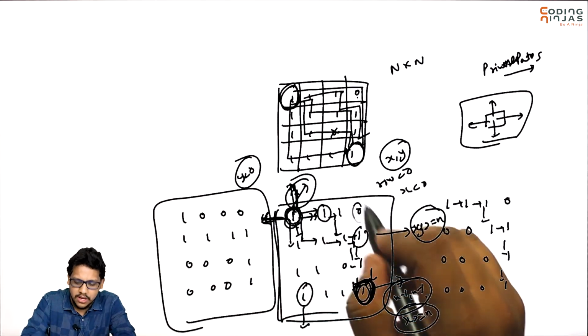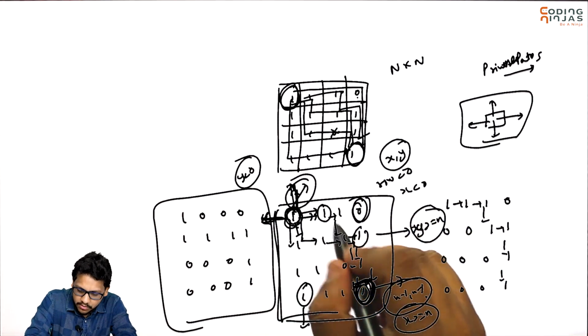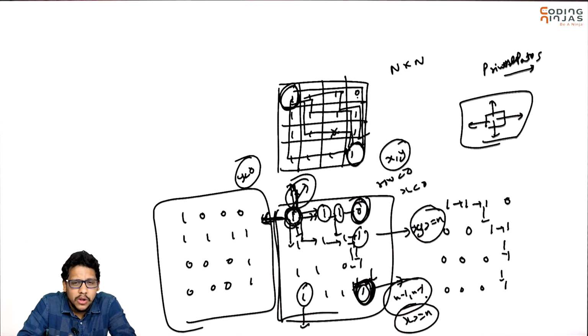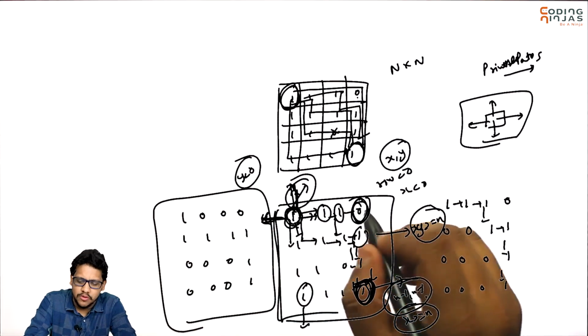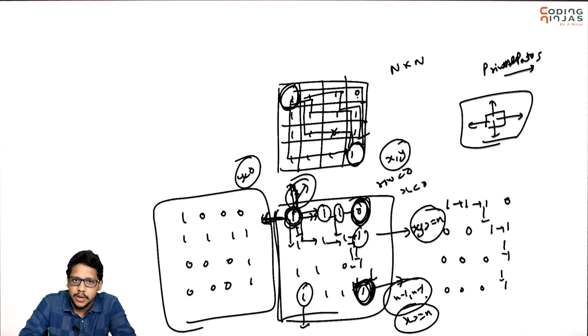Another blocking point can be wherever 0 is present. Let's say you move on from here to here, you have come here, now here it is 0, you cannot move on further, so you will just return. This is again a blocking point.